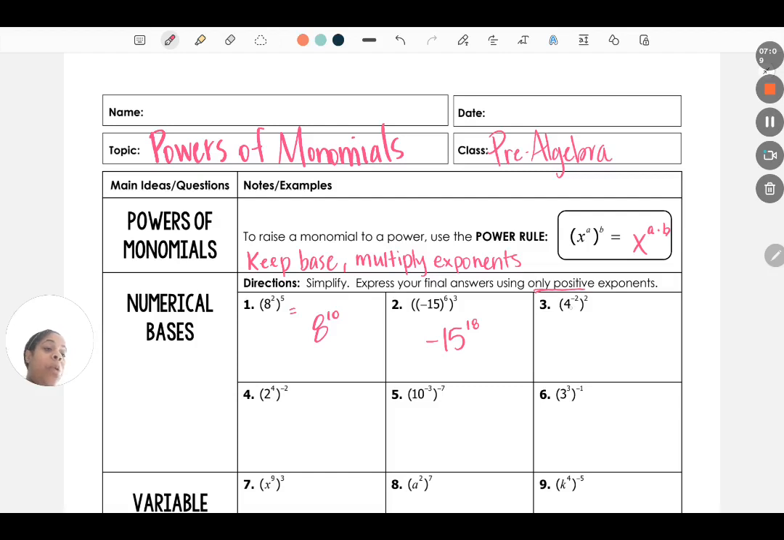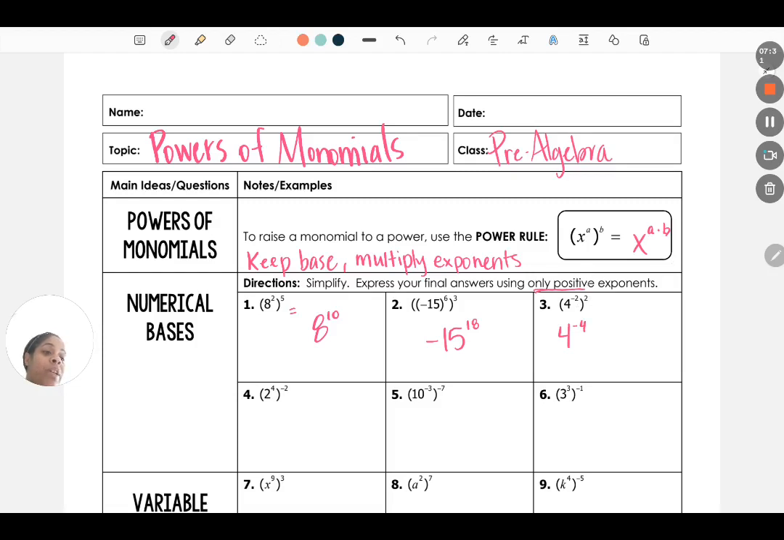Then I have 4 raised to the power of negative 2, and then that raised to the power of 2. So 4 is going to stay my base. Oh, we're going to have to move this over a little bit. 4 is going to stay my base. And then negative 2 times 2 is negative 4.